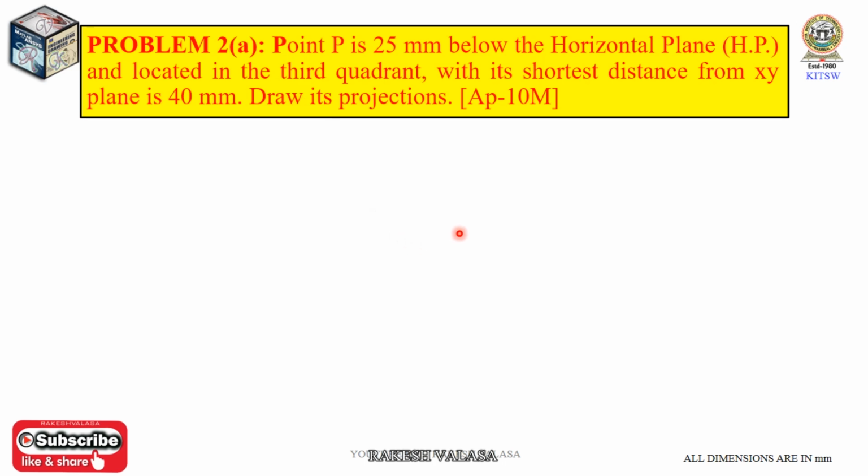So for this problem you need to construct two reference lines. One is the XY reference line and one more is X1 Y1. For shortest distance you need to take these two reference planes. Two reference planes intersect at one point, that name is O. In the given problem, the shortest distance from the XY plane is 40 mm and one more point is given, that point P is 25 mm below the horizontal plane.